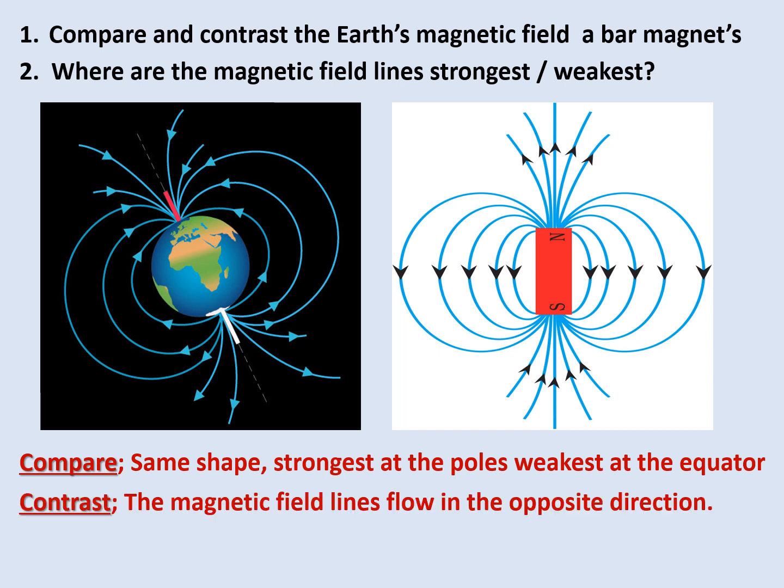Contrast, what's different? Notice that for the bar magnet, as we should be clear, we've made a note on that, the field lines flow from north to south. It's the opposite for the Earth. I'm not going to go into that in detail at this stage. I'll clear that one up later for you, when you need to know more about it in year 10 and 11, especially if you do triple science.